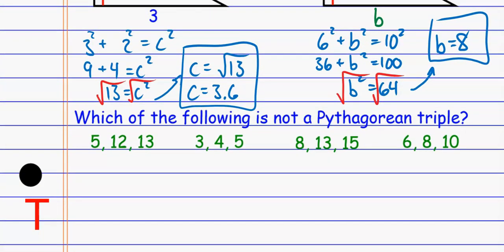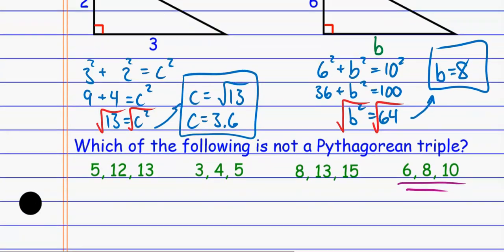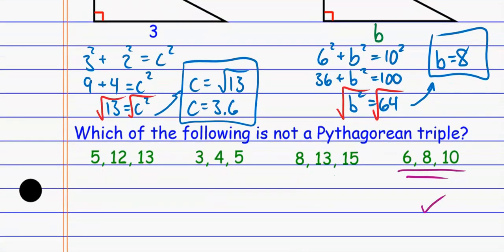For these guys, it says, which of the following is not a Pythagorean triple? And when we look right away, we see one that we should recognize from the previous example right here. 6, 8, 10 was the triangle we just did. So we know that's a Pythagorean triple because we just used it within the context of our Pythagorean theorem. So this one was a Pythagorean triple.